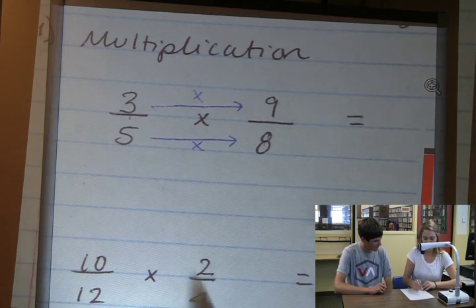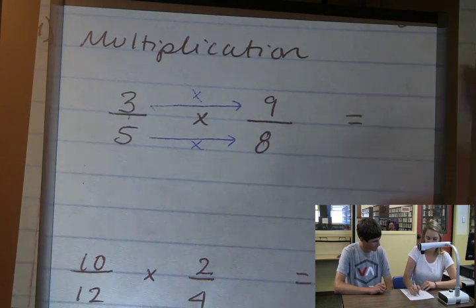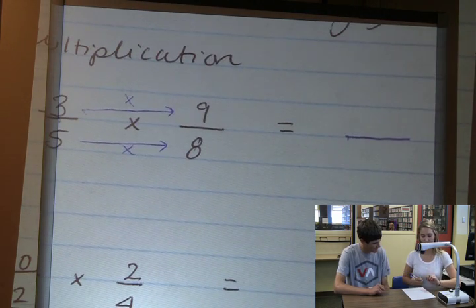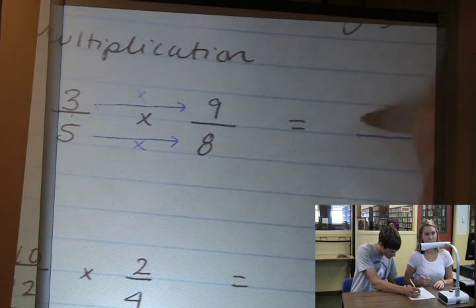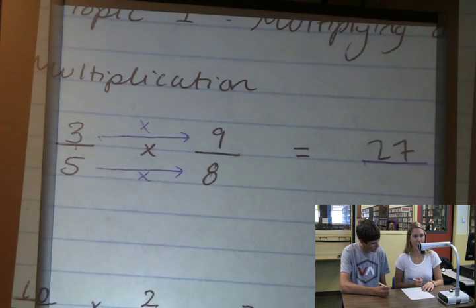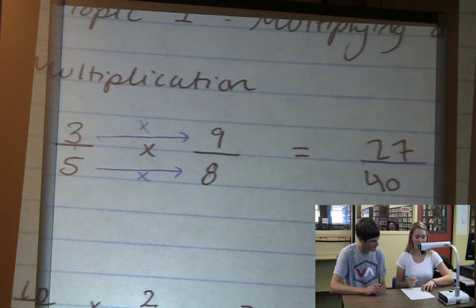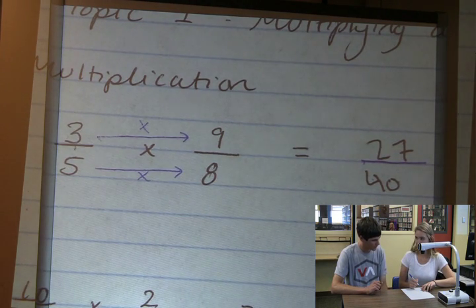Alright, so if you have 3 times 9, what would that be? 27, right? Yeah, so you can write 27 on the top. And when you have 5 times 8, what would that be? 40. Okay, then you write 40 on the bottom. And then you get 27/40ths.